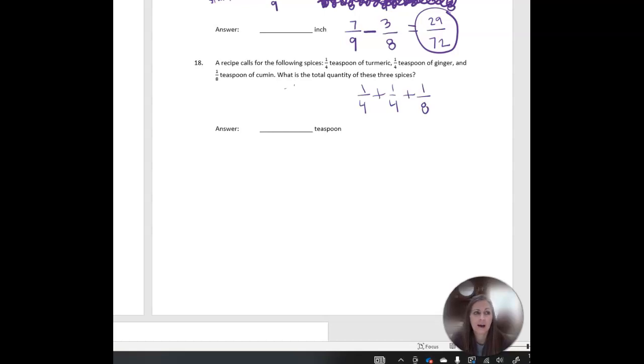Okay, we need to get a common denominator. I'm running out of time. Multiply this by 2, top and bottom. Multiply this by 2, top and bottom. Get your common denominator, add, and check your answers.